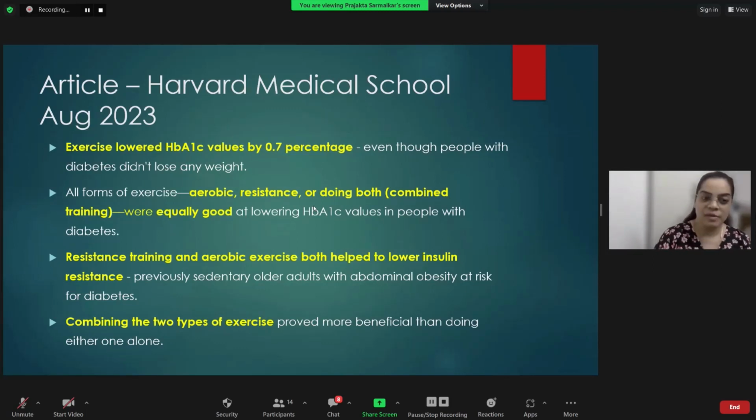They stated that exercise lowered HbA1c values by 0.7%, even though people did not lose any weight. All the forms of exercise, be it aerobic, resistance, or doing both in combination, were equally good at lowering the HbA1c levels in people with diabetes. Now, resistance training and aerobic both helped in lowering insulin resistance, which we all know is a very crucial thing in diabetes. And it has helped to reduce abdominal obesity in people at risk of diabetes. And they say that instead of only doing aerobic or only doing resistance training, combining both types gives much more benefit than the individual one.